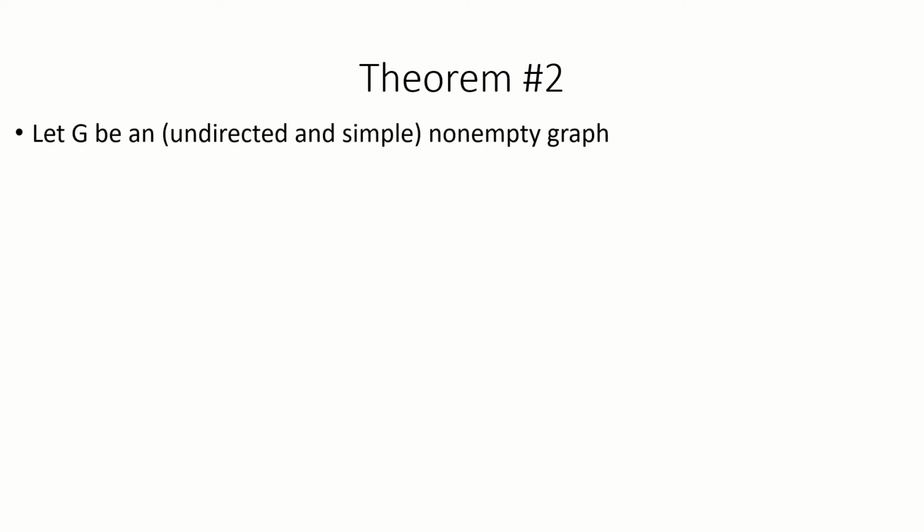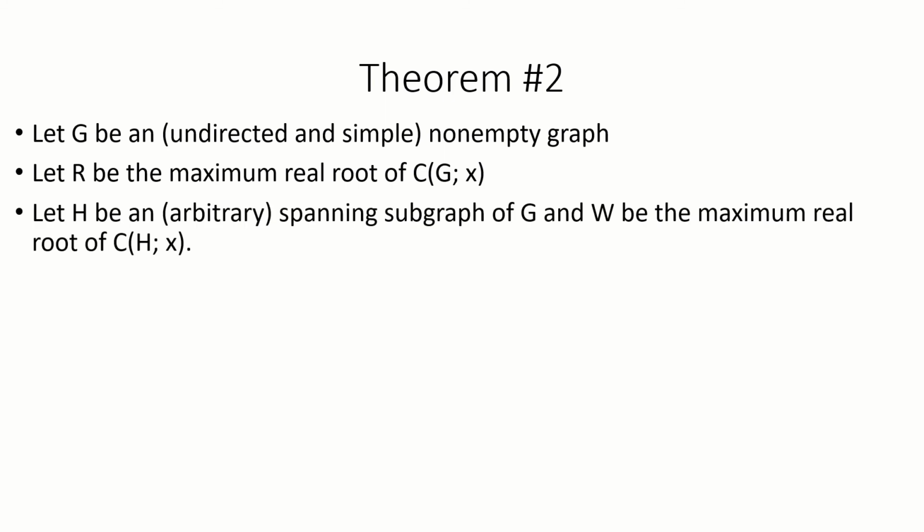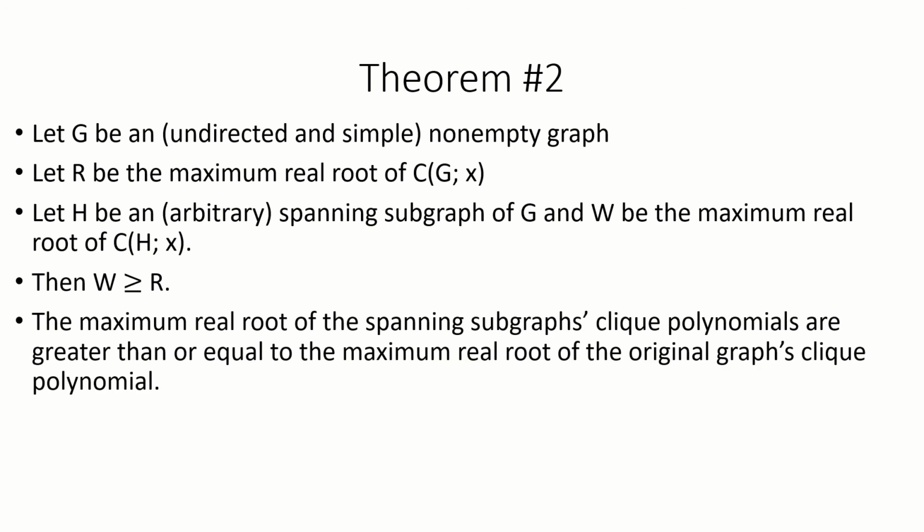Let G be any undirected simple graph, and let R be the maximum real root of G's clique polynomial. Now let H be any spanning subgraph of G, and W be the maximum real root of H's clique polynomial. Then W is greater than or equal to R. In other words, the max real root of H's clique polynomial is greater than or equal to that of G's clique polynomial.